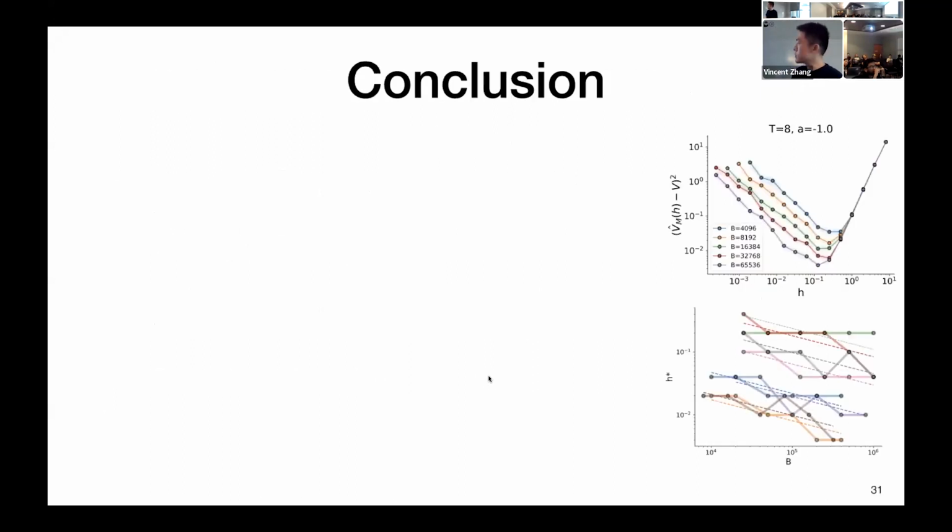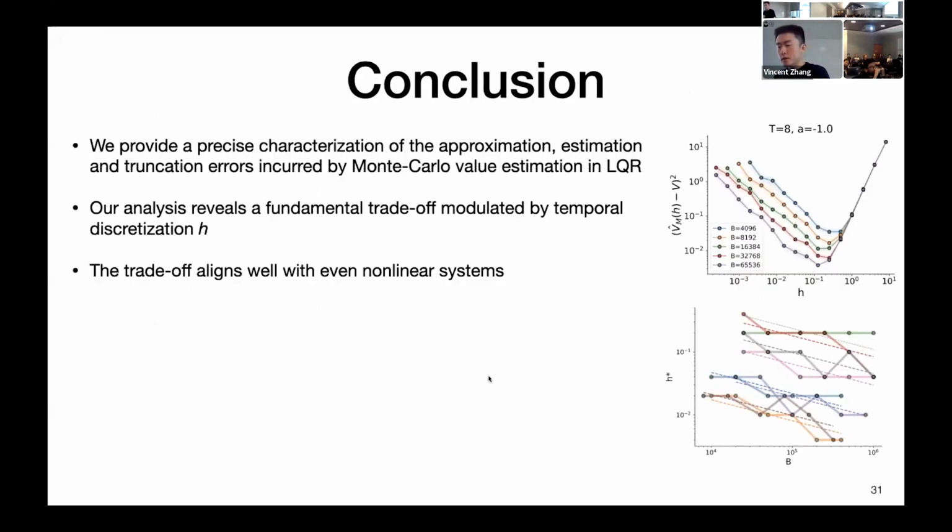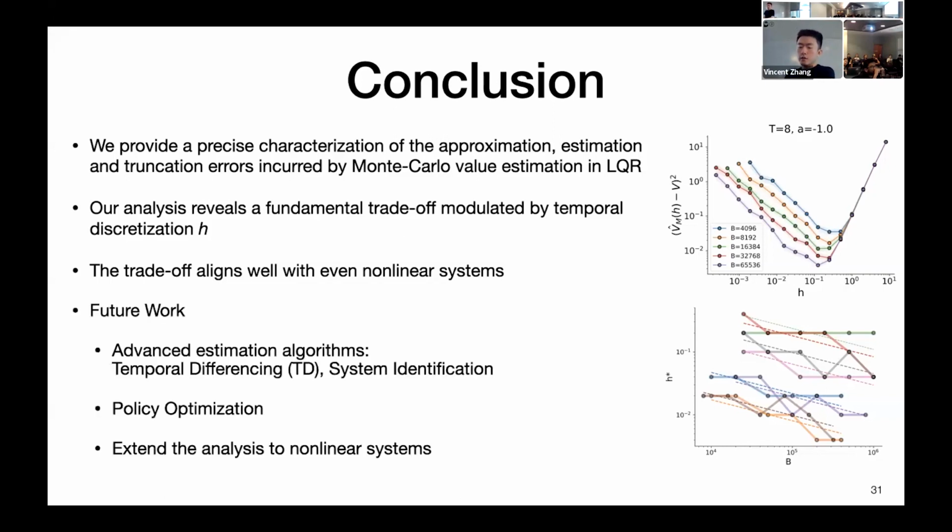Okay, so to conclude, we did a precise characterization of the different errors in Monte Carlo value estimation in LQR. It suggests that there's a fundamental trade-off that's modulated by the temporal discretization H, this step size. And the trade-off even aligns well with nonlinear systems. For future work, this is just a starting point. It's simple Monte Carlo, and we're not doing control, it's just value estimation. So there's a lot of future work.